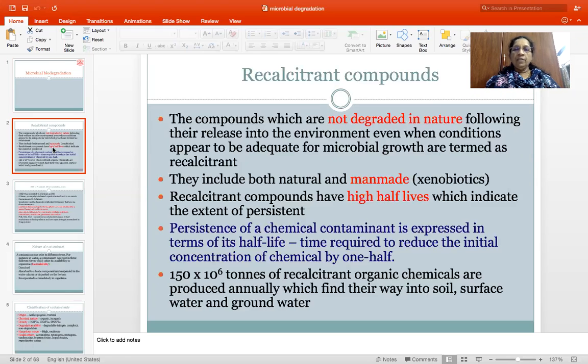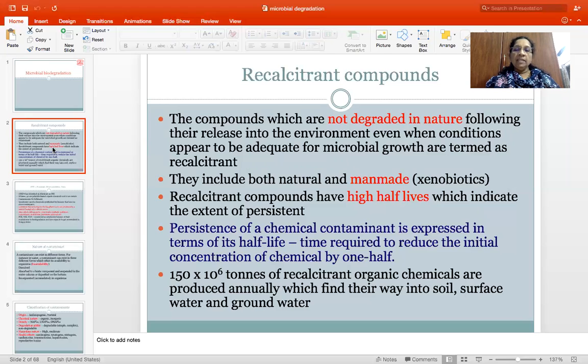Coming to certain concepts regarding microbial degradation, there's a term called recalcitrant compounds or recalcitrants, which means difficult to degrade. The compounds which are not degraded in nature after being released to the environment, even if the environmental conditions are adequate for microbial growth as well as the action of the microbes, are said to be recalcitrant. That means it is difficult to degrade.